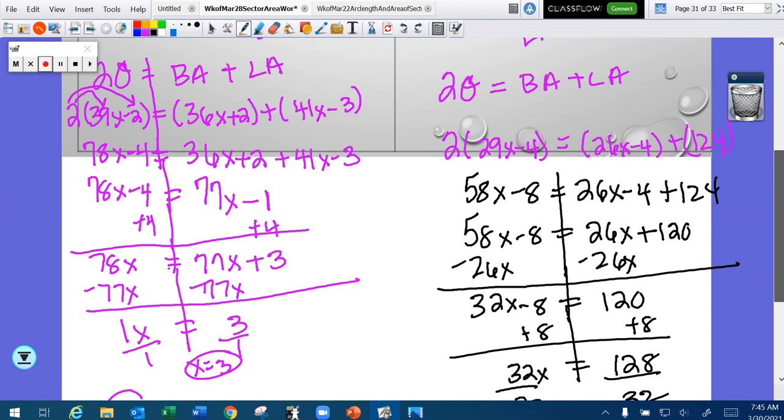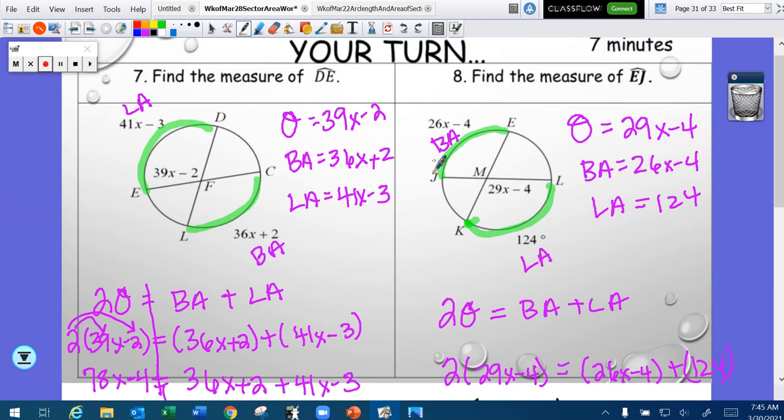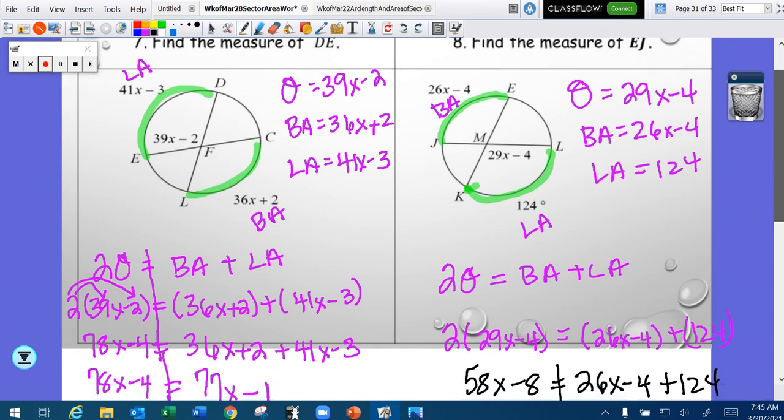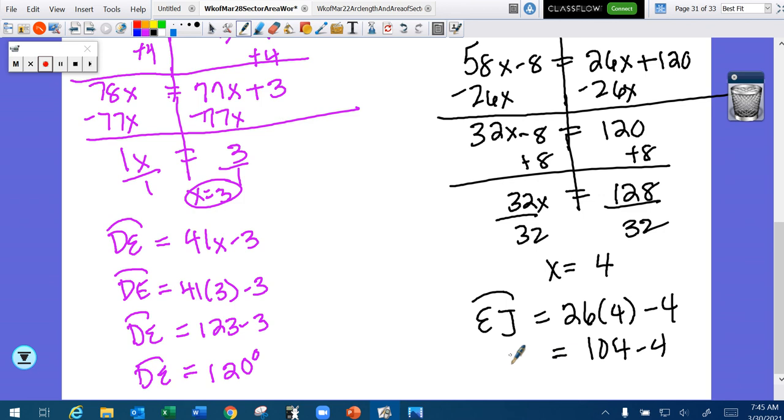So it didn't ask me for X. It asked me to actually find EJ. So EJ is my big arc. So that's going to be 26x minus 4. So the measure of our EJ is 26, we're substituting in 4 for X. So 26 times 4 is 80 plus 24 is going to be 104 minus 4. So this arc is going to be equal to 100 degrees.